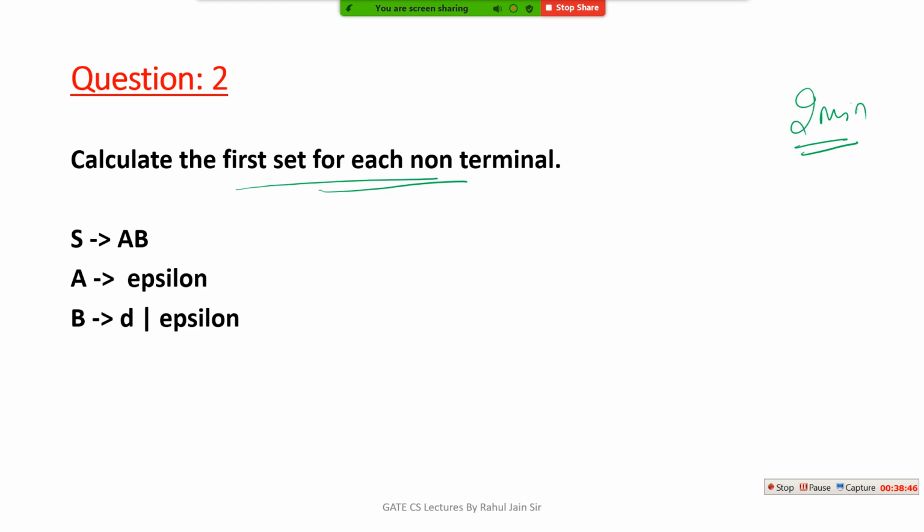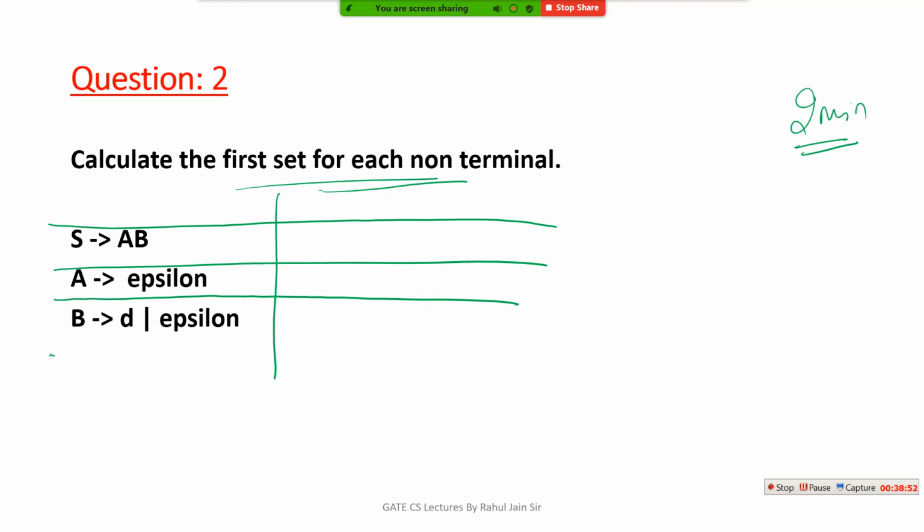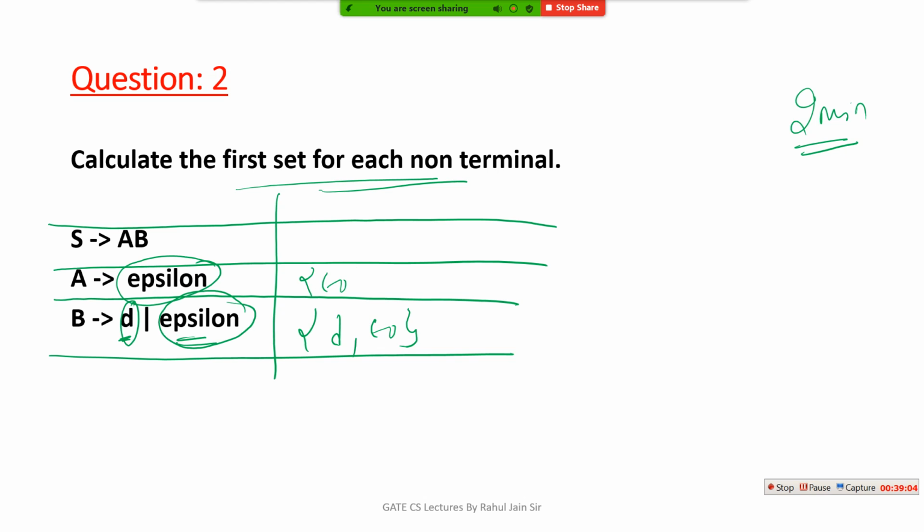Okay, guys. Now I am explaining this question. It is a very easy question. What is first of B? First of B is the set of D and epsilon. What is first of A? First of A is also epsilon.